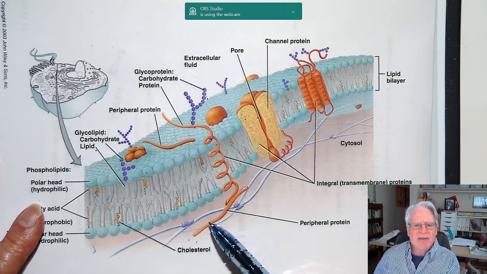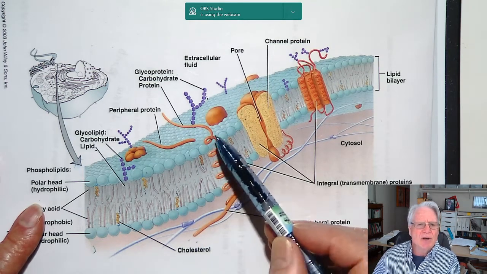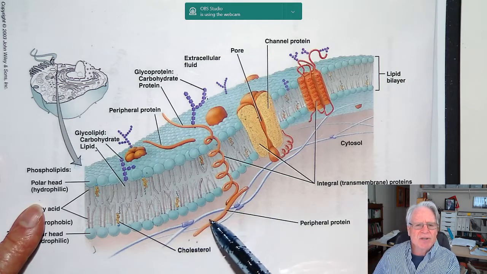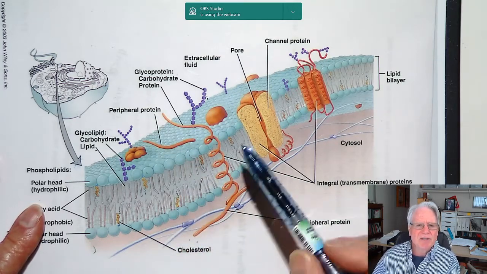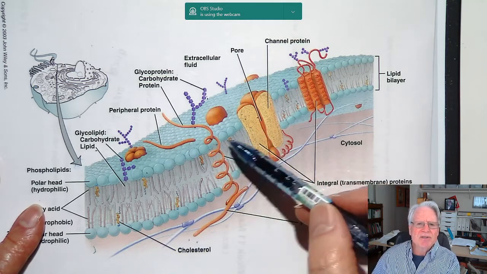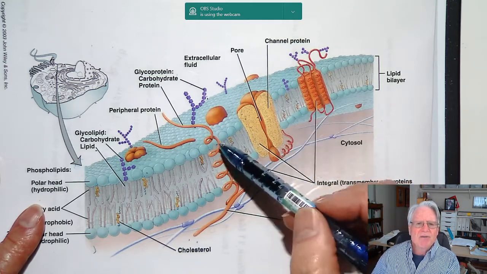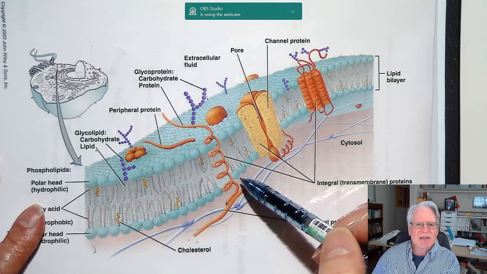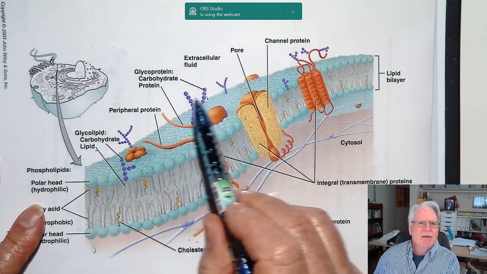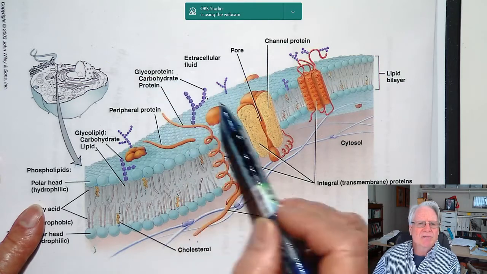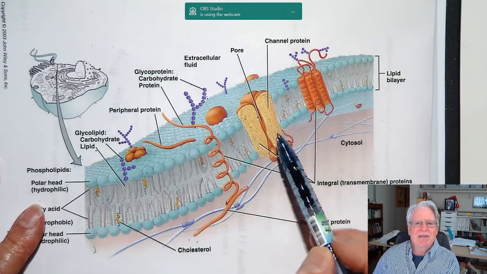And here we have another one, a peripheral protein. This is on the inside. You notice it doesn't go across the membrane. It's only found on one side or the other. We'll define that, talk about peripheral proteins in a little while. And then we have a whole series of proteins which cross from one side to the other of that membrane. And some of them have sugars attached, making them glycoproteins. We'll talk about the significance of that.